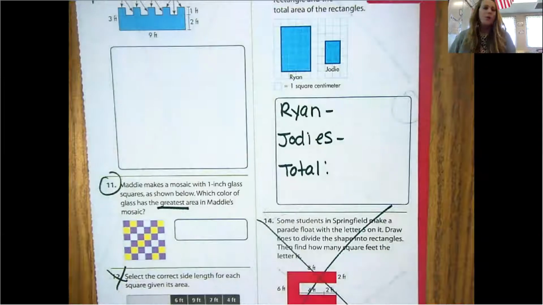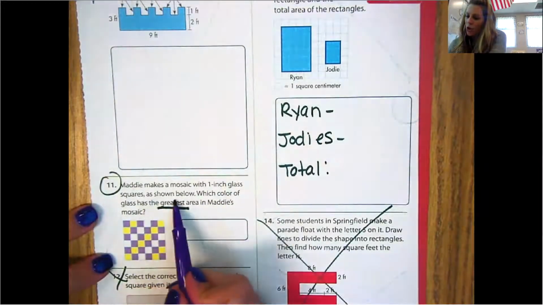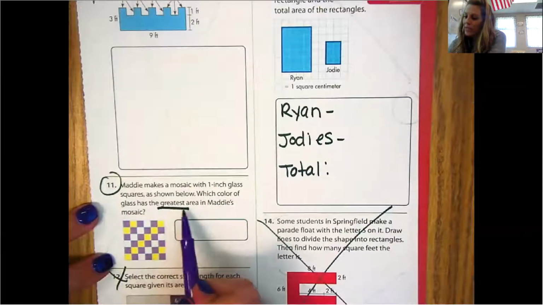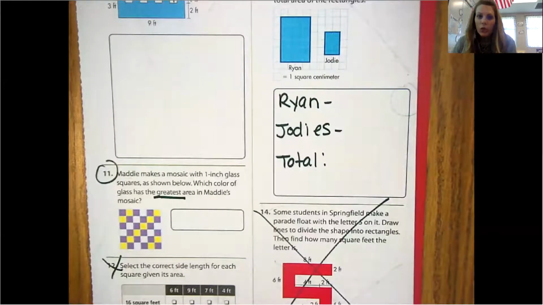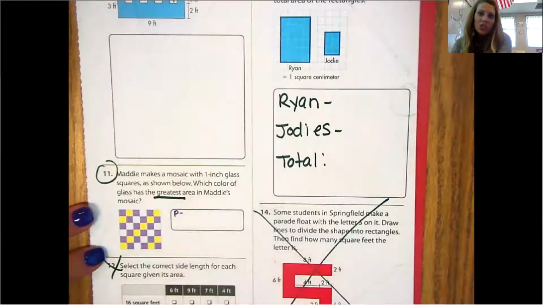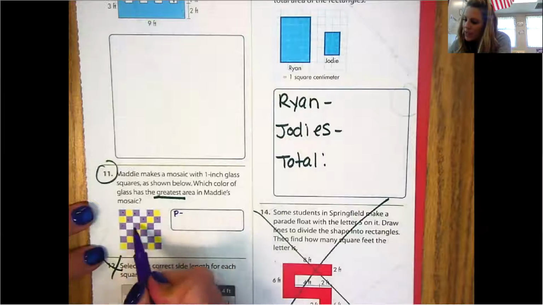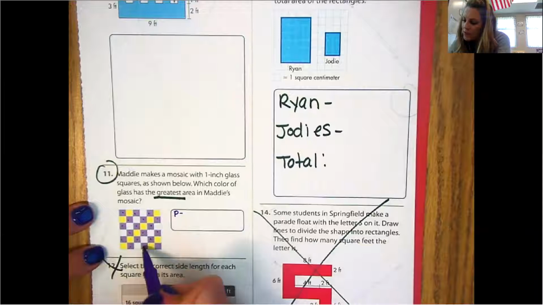So Maddie makes a mosaic with 1-inch glass squares, as shown below. Which color of glass has the greatest area in Maddie's mosaic? All right, well, there are 3 different colors. So if you did this correctly, you should have picked a color and counted them, okay? Picked another color and counted them. So let's start with purple. 1, 2, 3, 4, 5, 6, 7, 8, 9, 10, 11, 12, 13, 14, 15, 16, 17, 18.